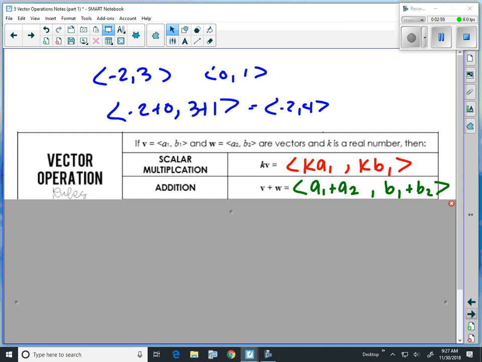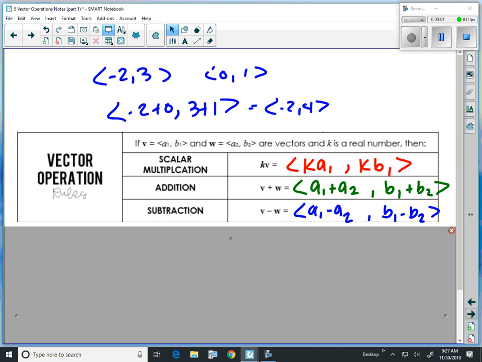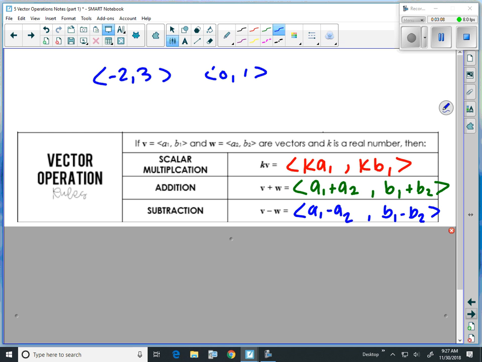The last one is subtraction. You just have to be really careful. It's exactly like addition. You're just subtracting instead of adding, and you do those like parts. So here I would do negative 2 minus 0, 3 minus 1. So you would get negative 2, 2. Does that make sense? Not too hard?